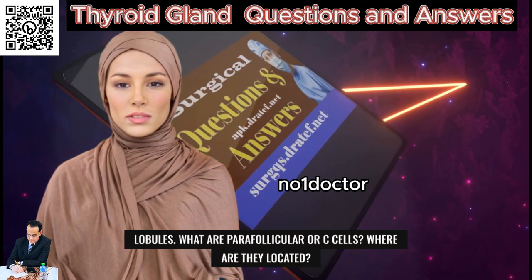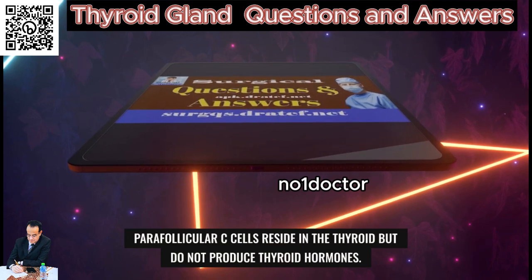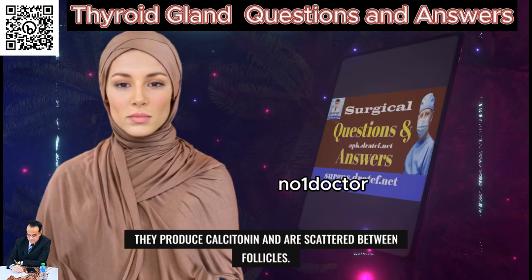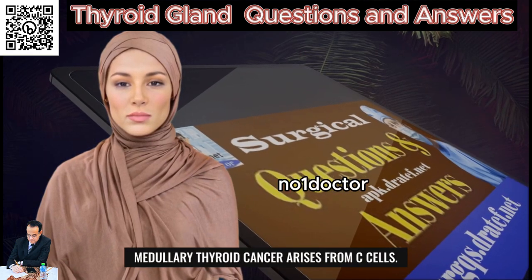What are parafollicular or C cells? Where are they located? Parafollicular C cells reside in the thyroid but do not produce thyroid hormones. They produce calcitonin and are scattered between follicles. Medullary thyroid cancer arises from C cells.